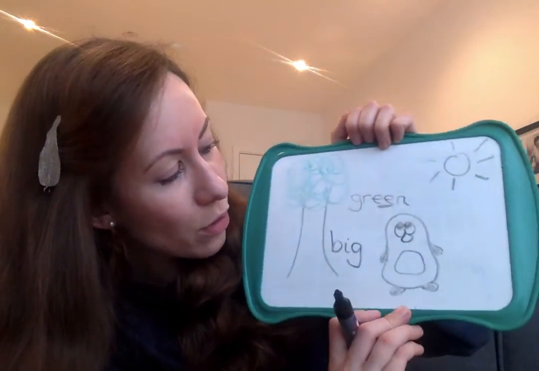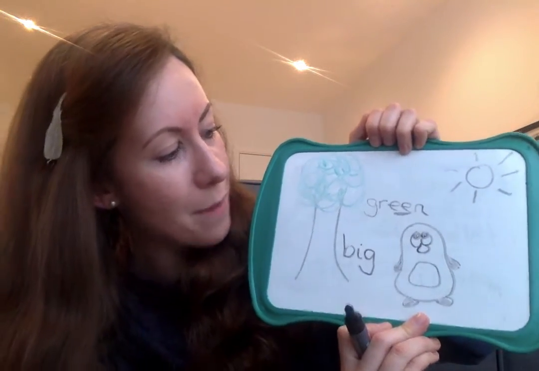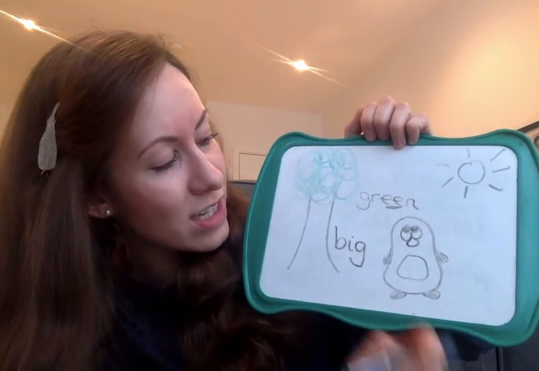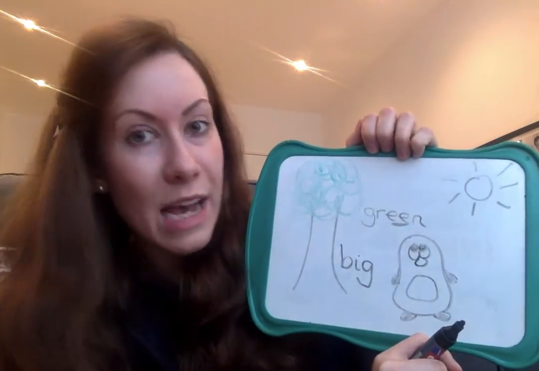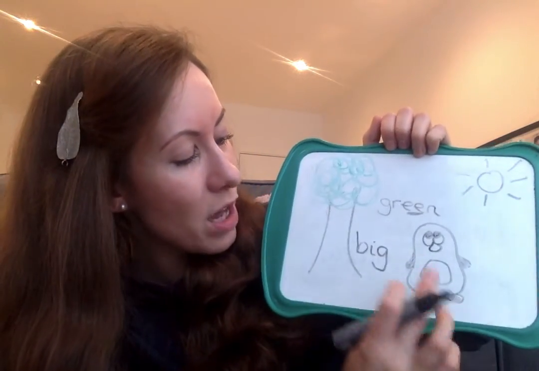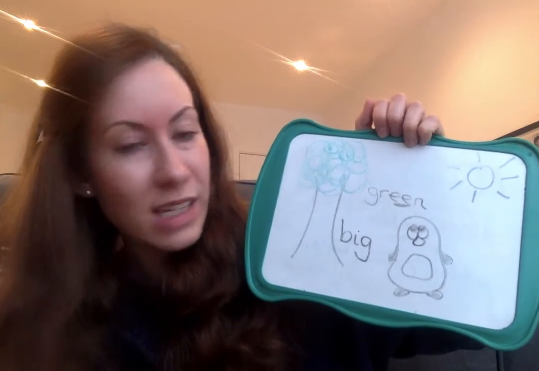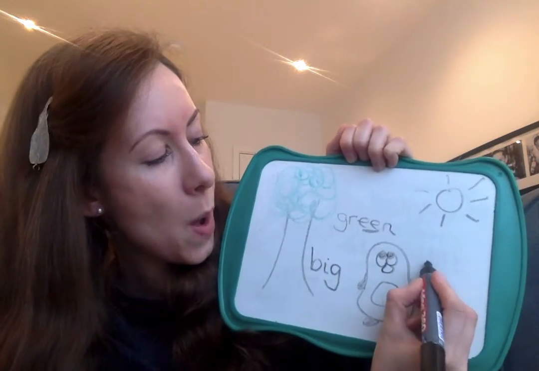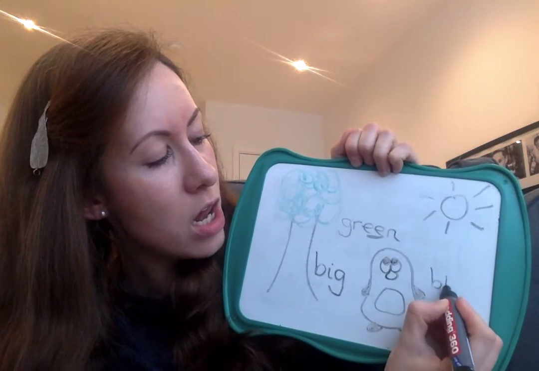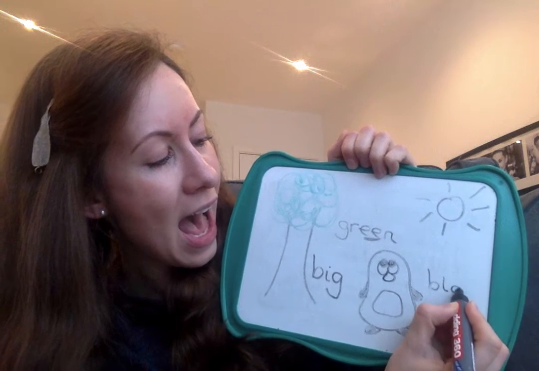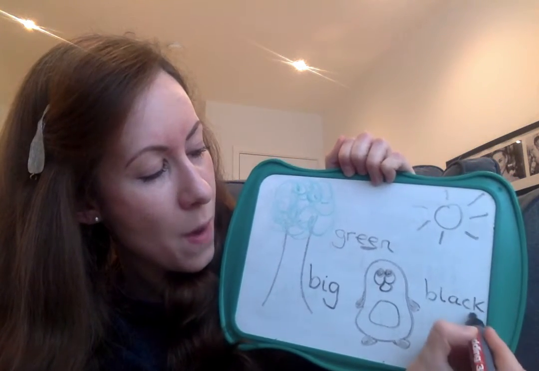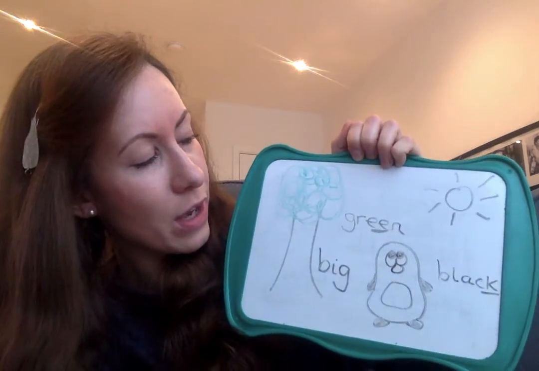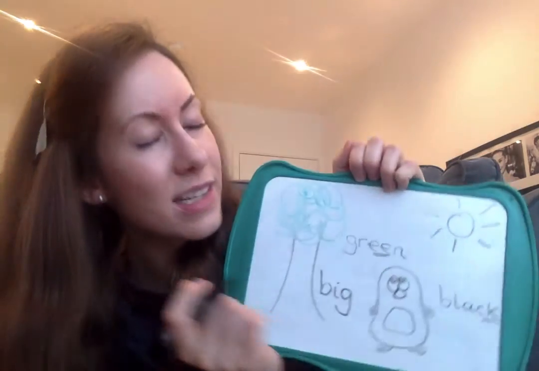Now, we've got a little penguin here. So the penguin is small. Small is quite a tricky word to spell at the moment with the sounds that we have learnt. But parts of the penguin are black, and we could sound out the word black. So B-L-A, and it's the K digraph at the end of black. Black. There we go. And then we've got the sun.